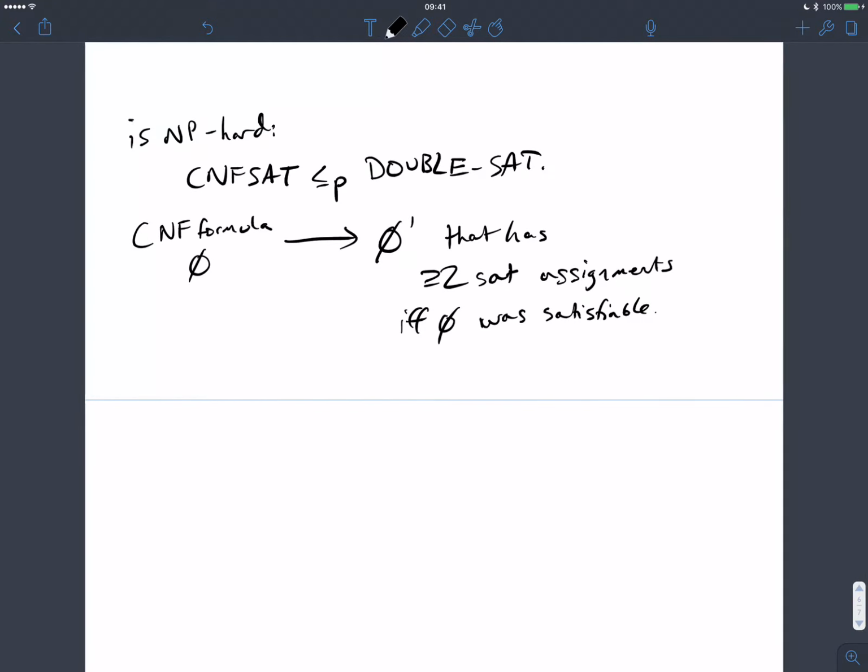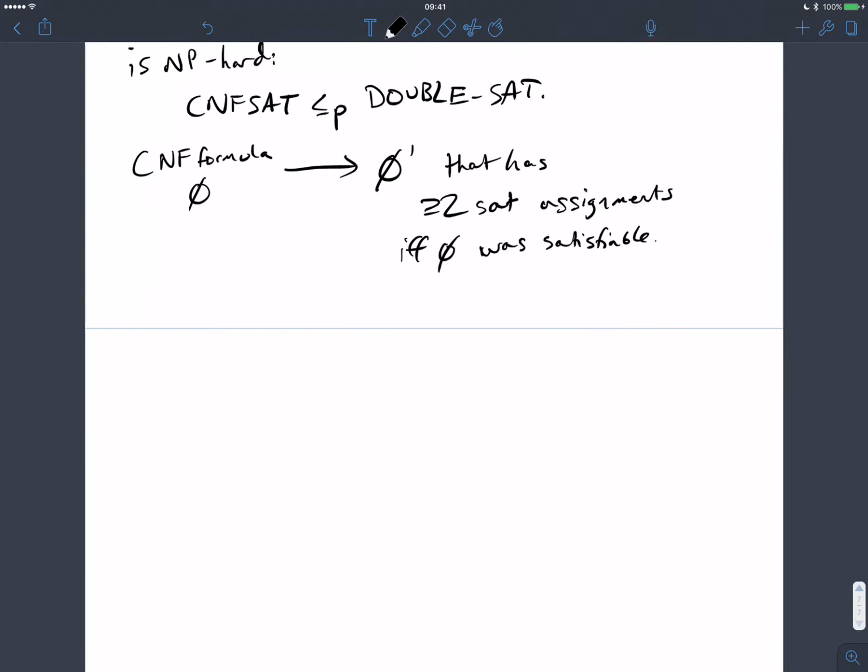Suppose it does have a satisfying assignment. How do we make it so that it has at least 2? Maybe it only has 1. How about we just add another clause on top of it that gives you at least 2 different assignments? So let's consider phi, the formula originally, and x or y, where x and y are new variables.